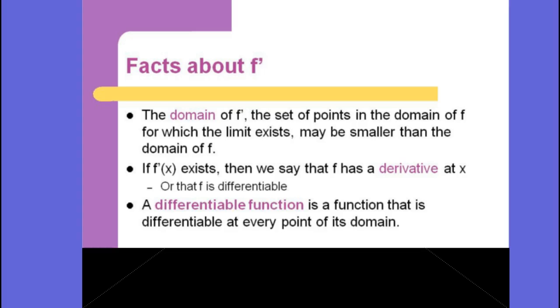We have some facts about the derivative that we need to know now. So the derivative itself is simply called f prime. So f prime is the shorthand way for writing the derivative. This is how you will see it more often than not. The domain of f prime is the set of points in the domain of f. So that's a key piece of information. The domain of f prime is the same as the domain of f.